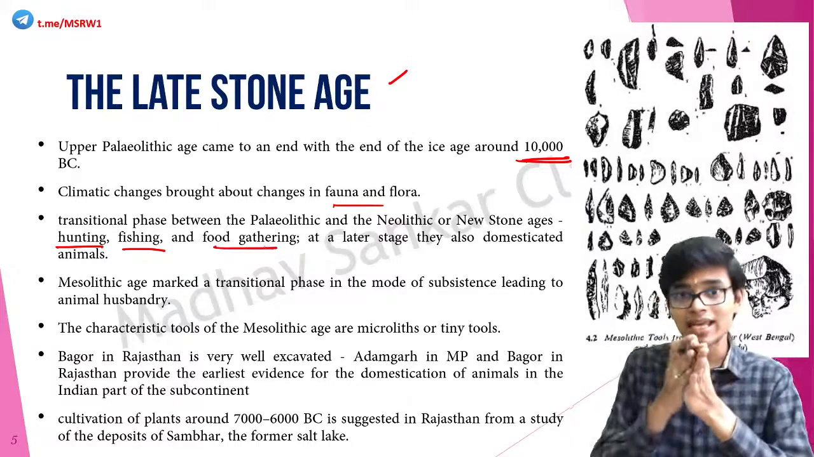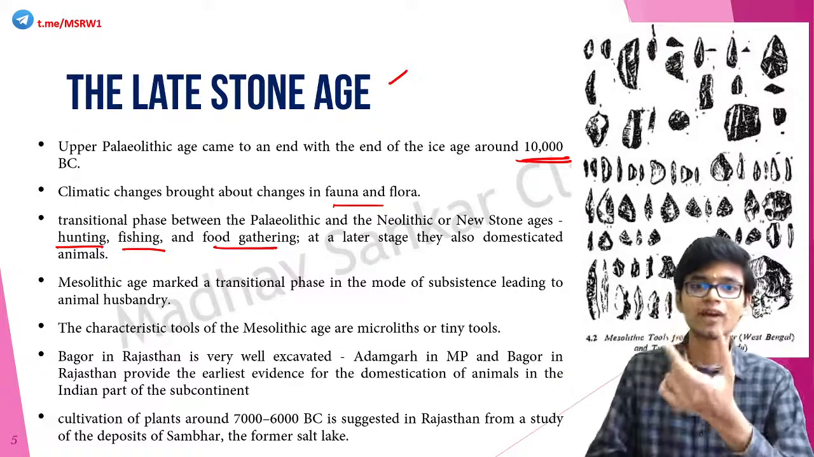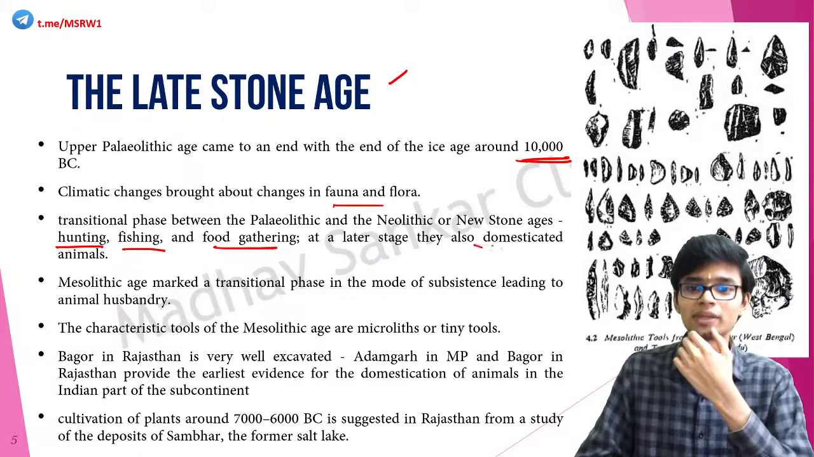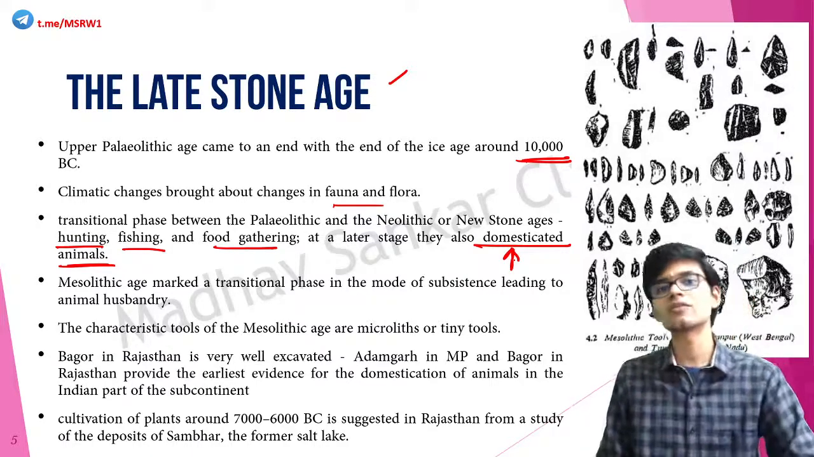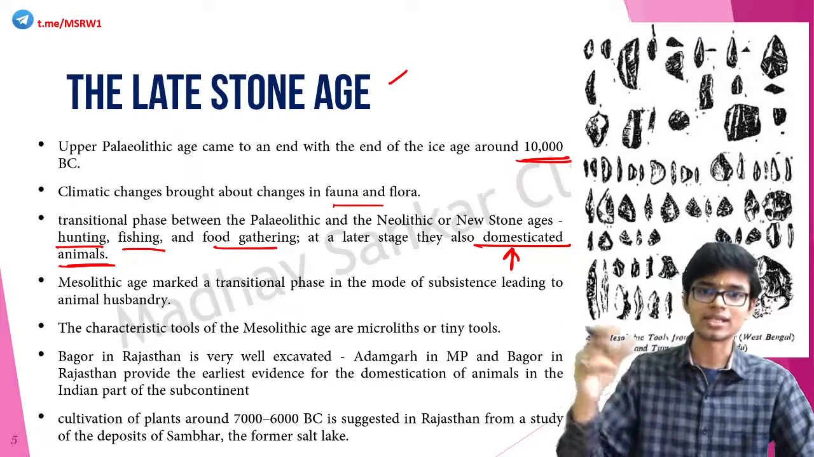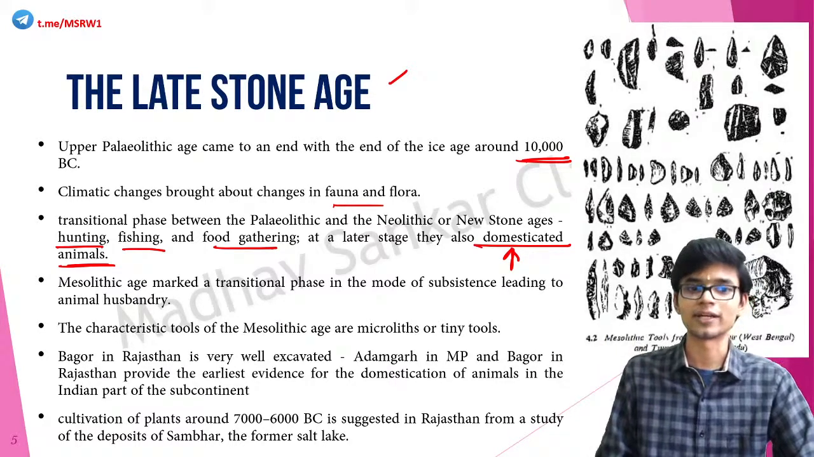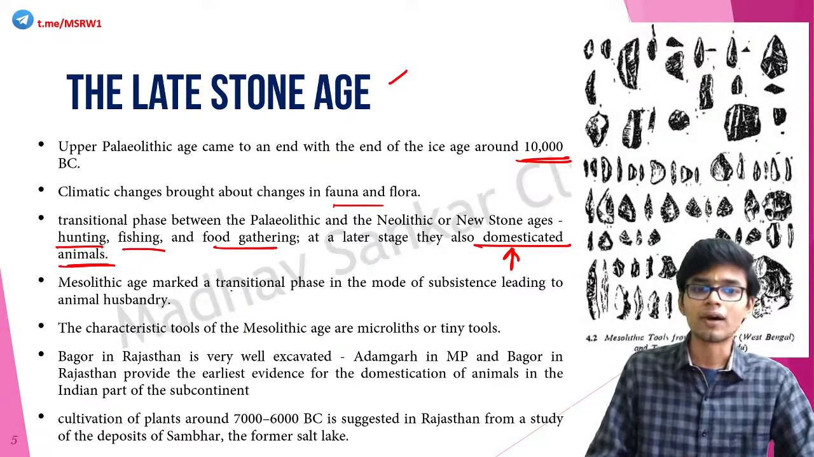But towards the end of this period, that is in a later stage of the Mesolithic period, we find that human beings started domestication of animals. That is a very important point. Domestication of animals started in the late Stone Age, or say towards the end of the Mesolithic period. Clear? So the Mesolithic age marked a transitional phase in the mode of subsistence leading to animal husbandry. Very important point for your prelims.